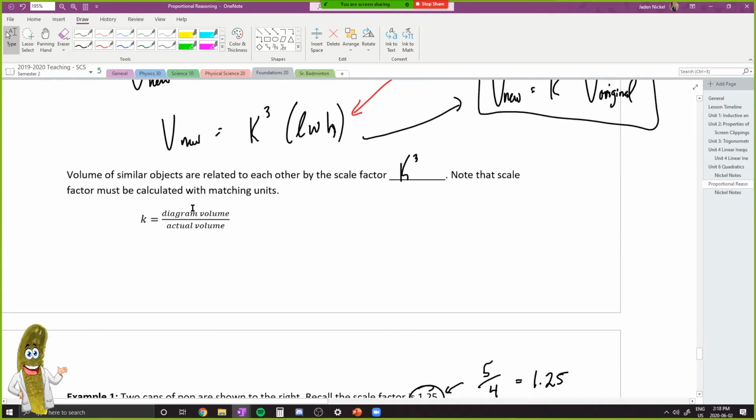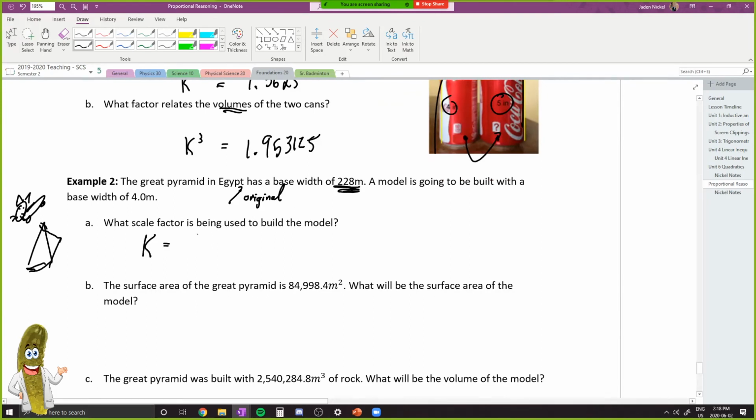we always use the diagram over the actual. So in this case, we're going to go the diagram width over the actual width. So plugging in those values, we have the diagram width of 4.0 meters. And the original huge pyramid has a width of 228 meters. And when you divide those out, you get a K or a scale factor of 0.0175.